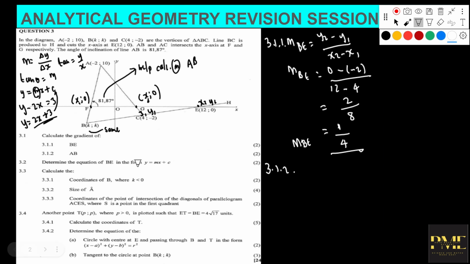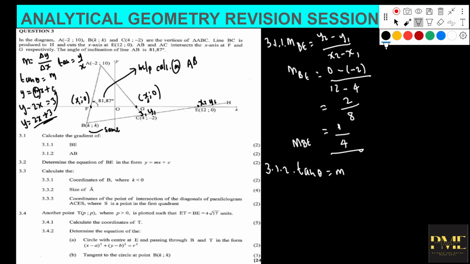Okay, so let us look at this case. They want the gradient of AB. Okay, so as much as we don't have two points on AB to use this method, you'll notice that they have given us the angle of inclination, the angle formed by the line with your x-axis. So in this case we can use this angle of inclination, using this method here, method number 2. So therefore tan theta is equal to the gradient.